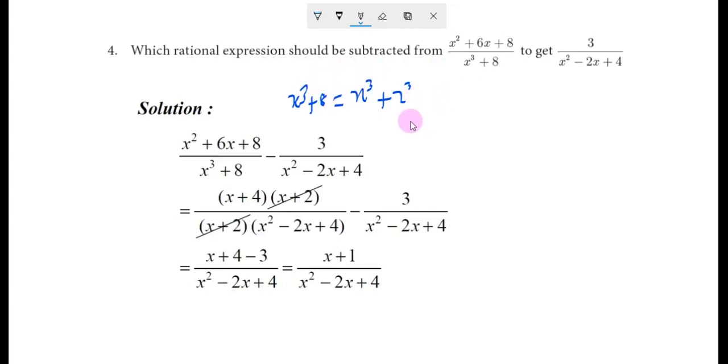So 8. This is of the form a cube plus b cube. What is the a cube plus b cube formula? This is equal to (a plus b) into (a square minus ab plus b square).